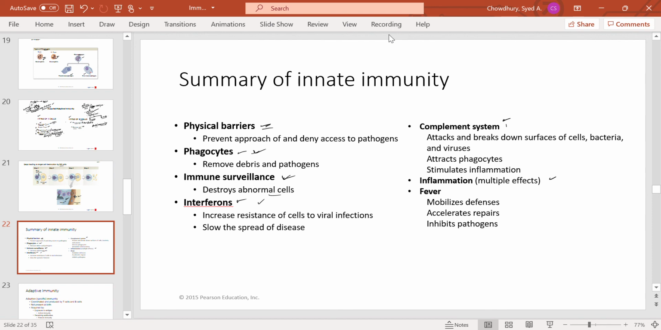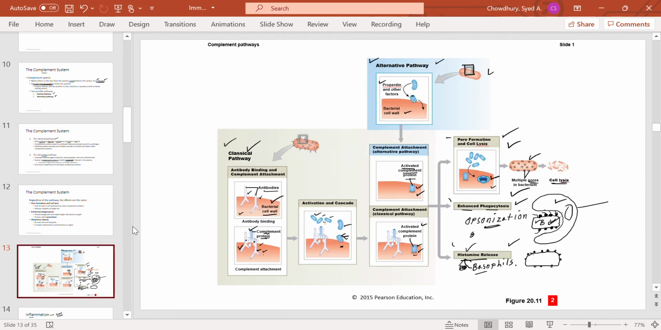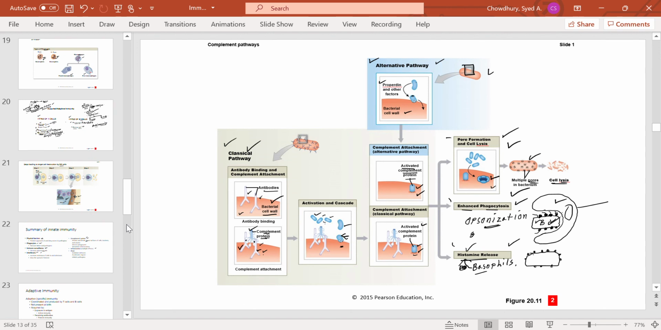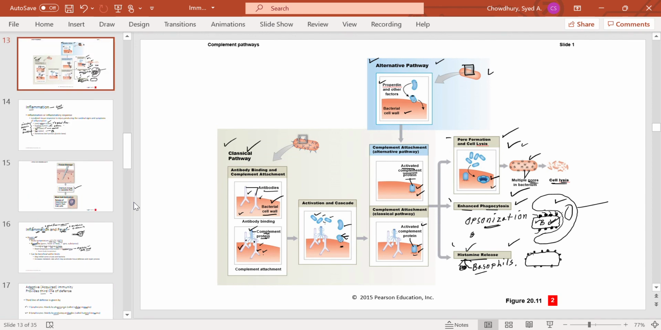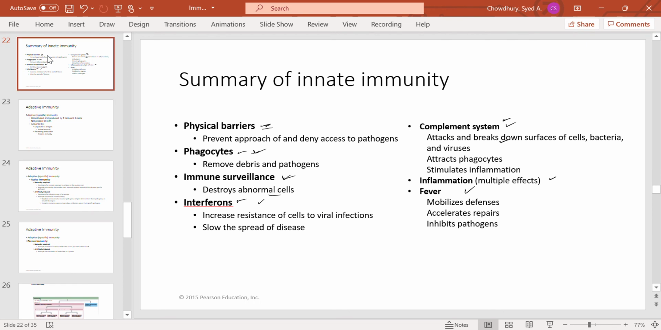Then complement proteins, more than 30 different types. Some of them work through classical pathways, some of them work through another pathway. So we talked about both pathways, right? Classical pathway is more active, and alternative pathway is less active and slow. However, both would do three things: make holes, and that could cause the lysis of the bacteria or antigen, opsonization, and increasing inflammation by releasing histamine. Okay, so we already talked about all these things: inflammation and fever.